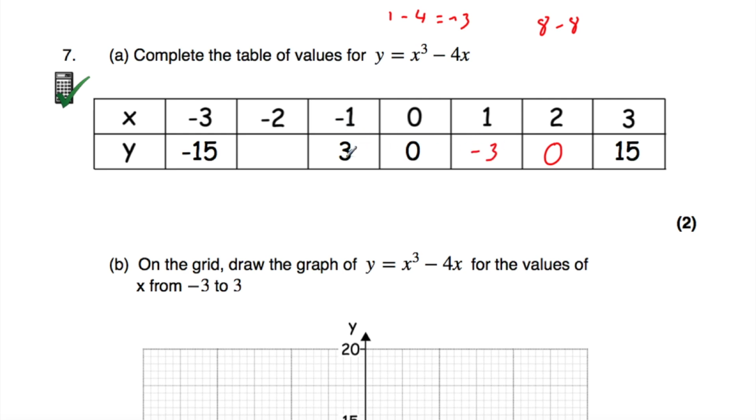We've then got 0, 3, and then this one here, negative 2, so we're going to do negative 2 cubed, and then take away 4 times negative 2. Negative 2 cubed is a negative times a negative times a negative, so it's going to be negative 8. And then we're going to do minus 4 times negative 2. So we're going to take away 4 times negative 2, which is negative 8. So we've got negative 8 minus negative 8. Well, that's going to be negative 8 plus 8, which is equal to 0. So that'll be 0. Alternatively, you could use the table function on your calculator and just do a table for y equals x cubed minus 4x and put in the values of x going from negative 3 to 3, and it would generate that table for you.